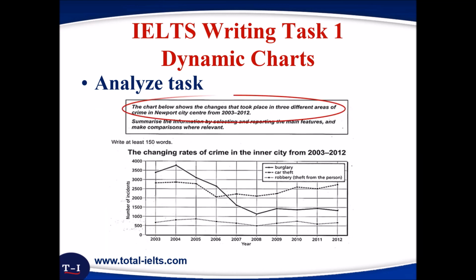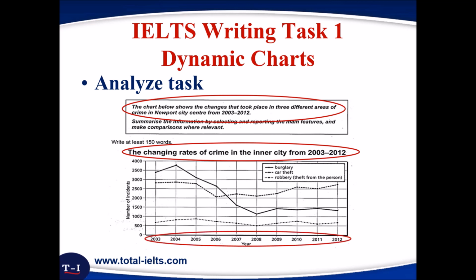Here, for example, the description says, the chart below shows the changes that took place in 3 different areas of crime in Newport City Centre from 2003 to 2012. And the title of the diagram basically paraphrases the description. For the dates, it's 2003 to 2012. And the units of measurement range from 500 to 4,000. Also, most diagrams will have a key.